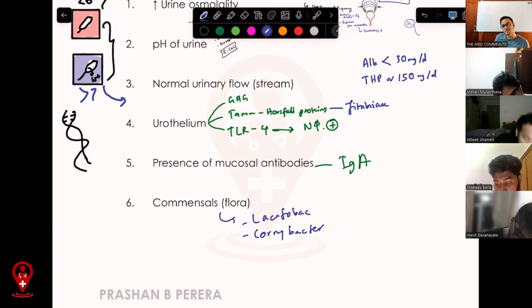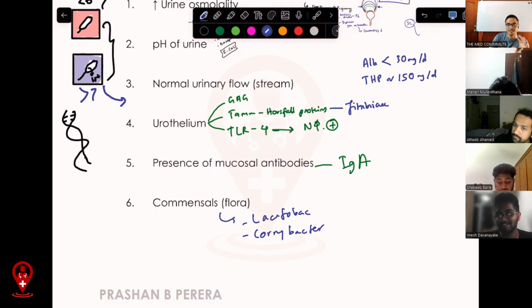What is the disease you all know from this Corynebacterium species in children? A very famous one. Don't say UTI, not UTI. It's just going out of the topic. Corynebacterium diphtheriae. Have you heard? Diphtheria. You all have heard, right? That same species.